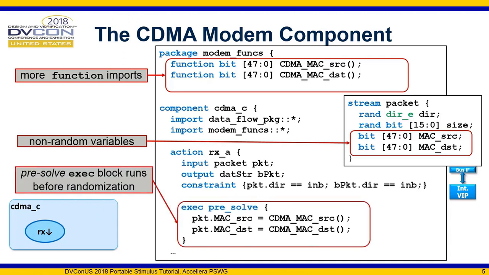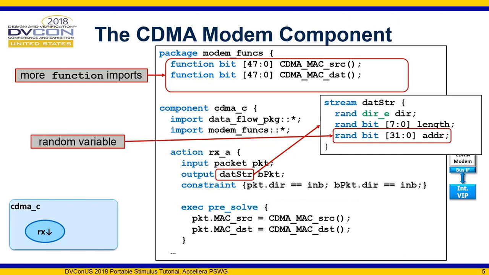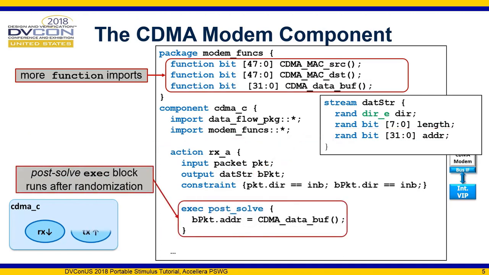Because they're not marked as random, we can set them in a pre-solve routine prior to the tool actually randomizing the variables. That is different from a stream object, which says that the address over there is randomized. So when the tool is solving, it'll pick a random number for it. If we want to override that random number, we have to do it in a post-solve routine.